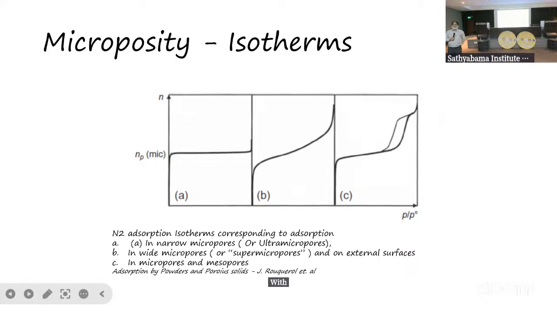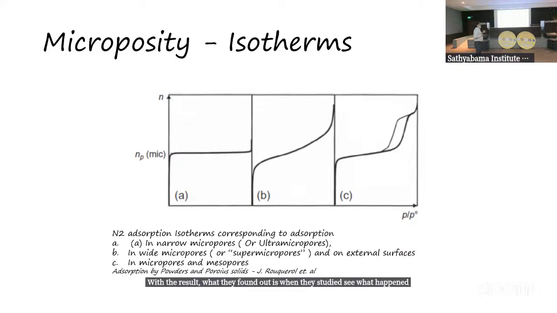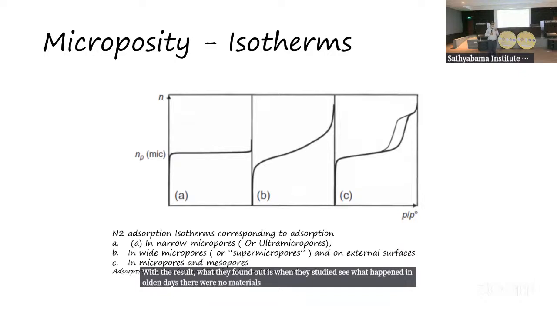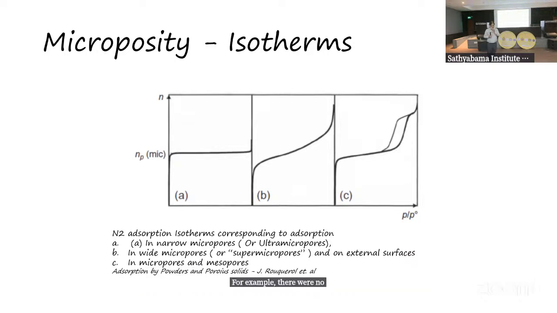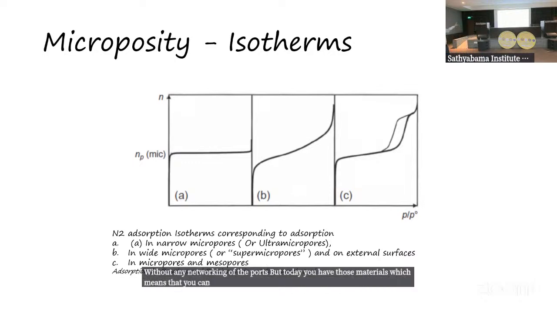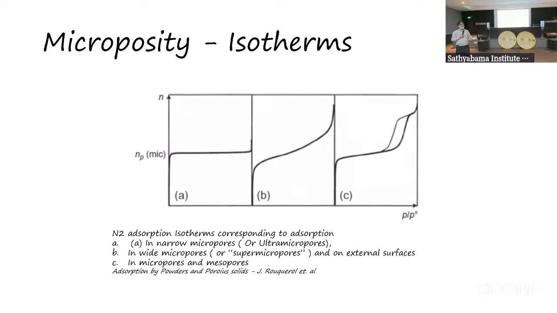What happened in olden days is there were no materials which could be considered as model materials. For example, there were no materials with very clearly defined pore sizes without any networking of the pores. But today you have those materials, which means that you can do experiments, calculate their pore sizes, study these materials with microscopes, and then match the results. But that should not deter you from doing those exercises.